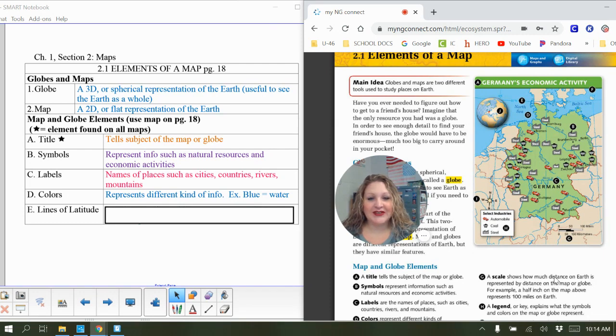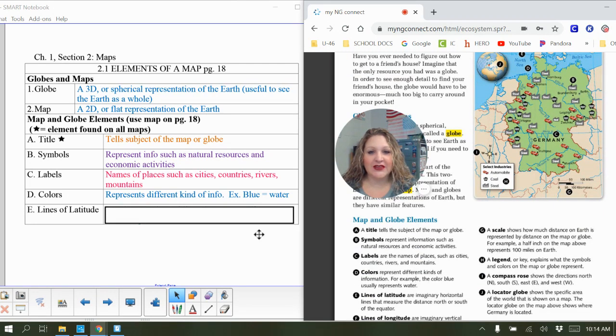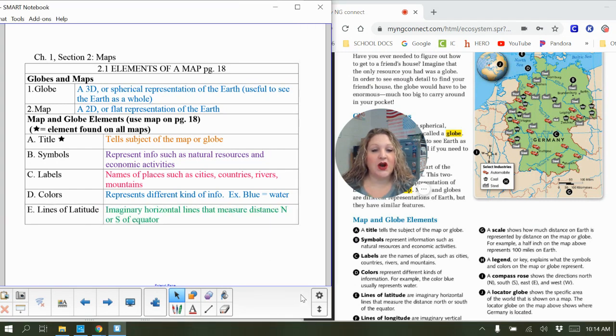Okay, we're going to move on to letter E, lines of latitude. Lines of latitude are imaginary horizontal lines that measure the distance north or south of the equator. Now, we are going to spend more time talking about lines of latitude and lines of longitude, which is our next one. Horizontal lines are, think about if you are laying down, you are horizontal, okay? So it goes, we'll say across, and it goes from east to west, if that helps you a little bit too, and we're going to talk more about that later.